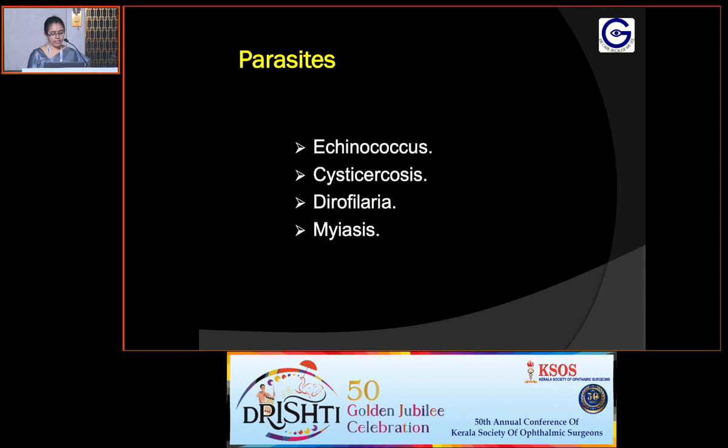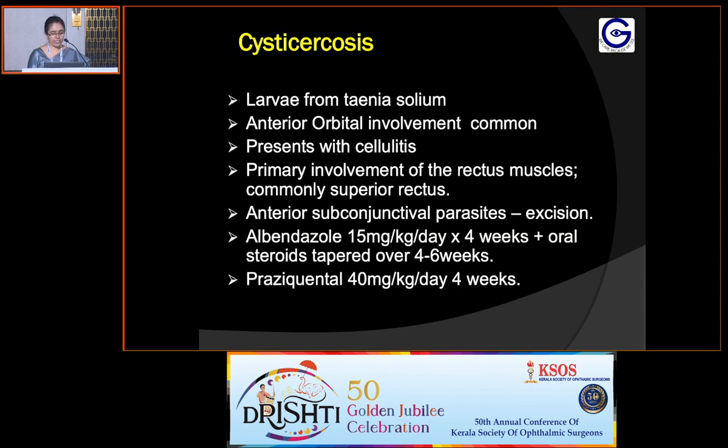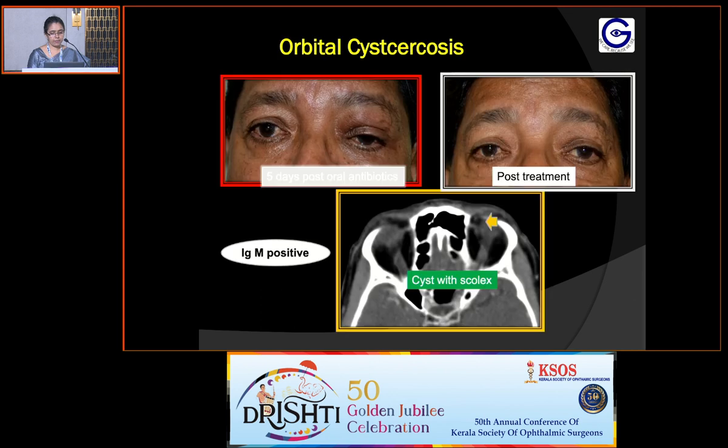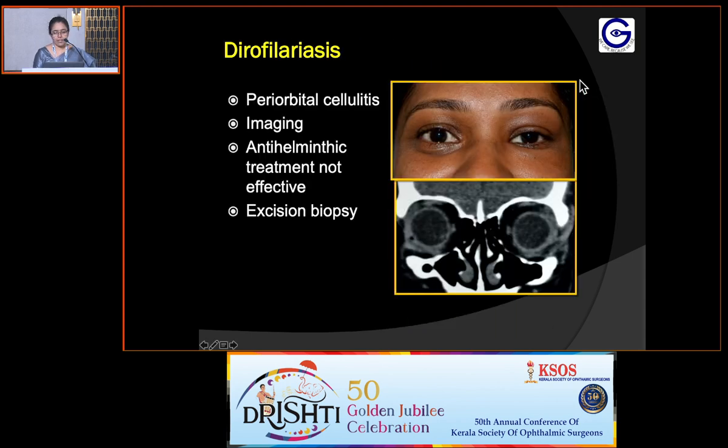Parasites, we commonly see filariasis, and cysticercosis occasionally. Cysticercosis is an anterior orbital involvement, presenting with a cellulitis-like picture, treated with albendazole. So this is a case of lid edema who presented to us after 5 days. Then we did a scan, which showed a cyst with scolex. We had to confirm, so we did IgM cysticercus. It was positive. Then treated with albendazole, and he became all right.